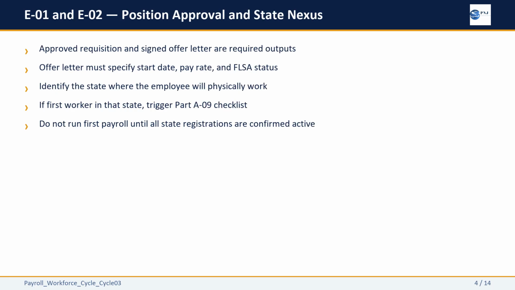Before you can put anyone on payroll, 2 things must be settled. First, the position needs budget authorization and a signed offer letter that spells out the start date, base pay, and FLSA exempt or non-exempt status. Second, and this one catches companies off guard, you need to confirm which state the employee is physically working from. If this is your first worker in that state, you must register for withholding, unemployment tax, workers' compensation, and possibly Secretary of State before you run a single paycheck. Do not skip this step.